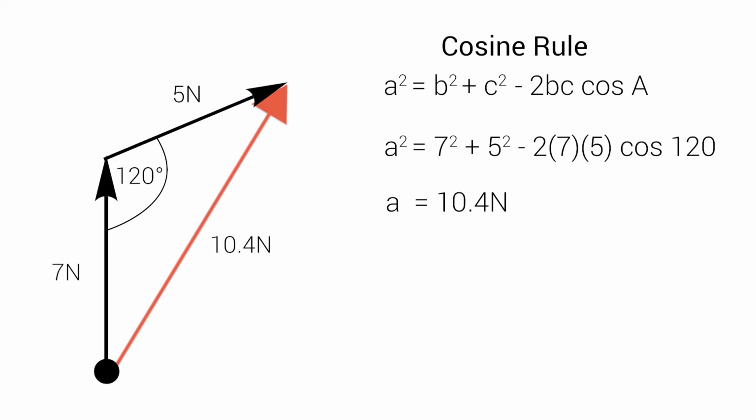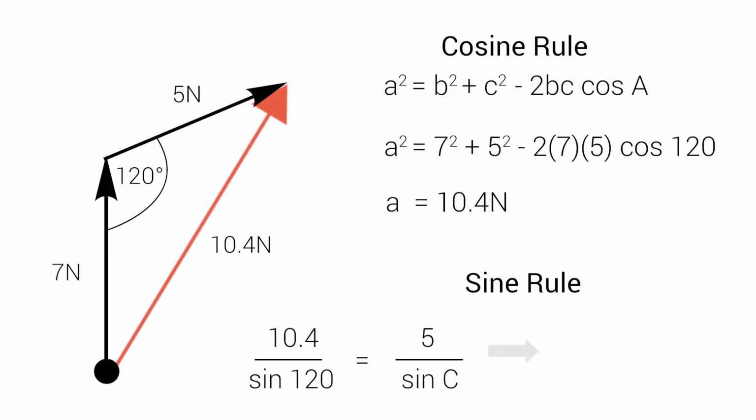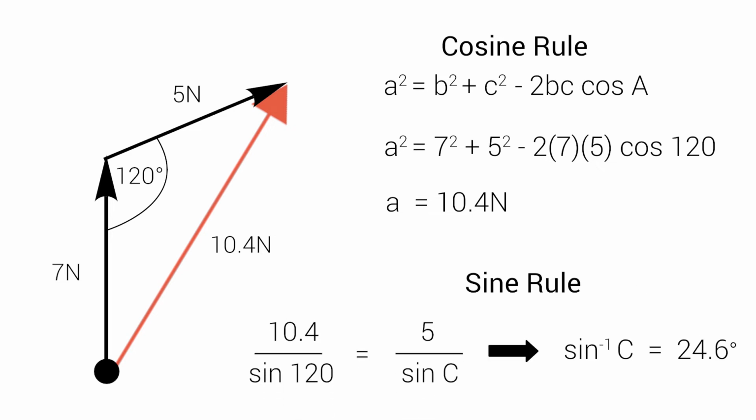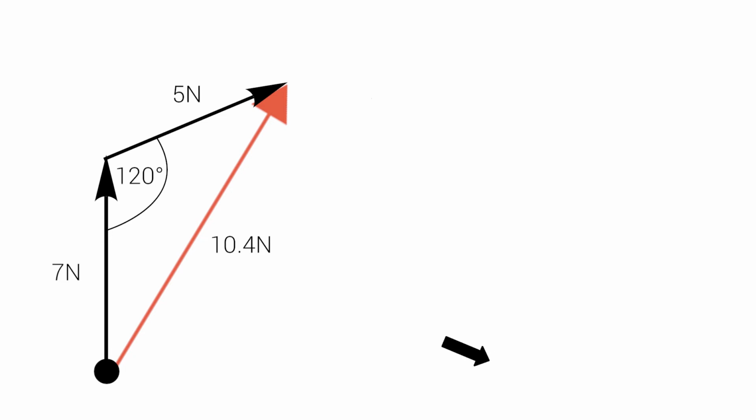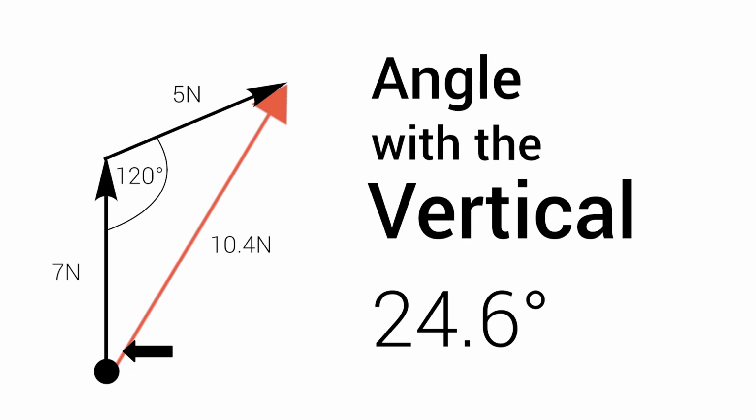So now that I know what the resultant is, I can also find out what the angles are within the triangle. Now, the angle at the bottom, I can use sine rule to find out what this angle is, and when I calculate the angle, it turns out to be 24.6 degrees as the angle with the vertical.